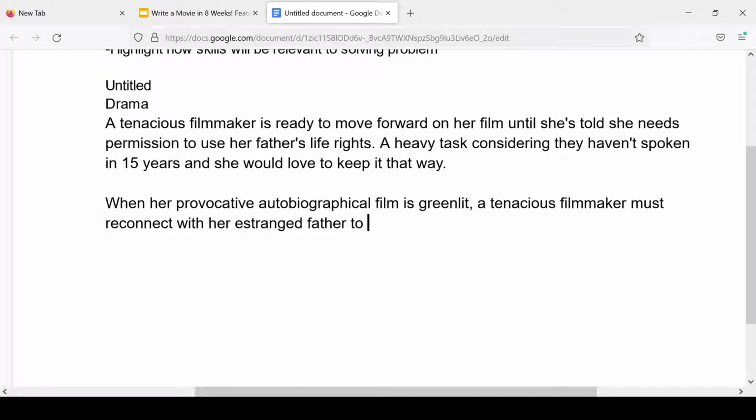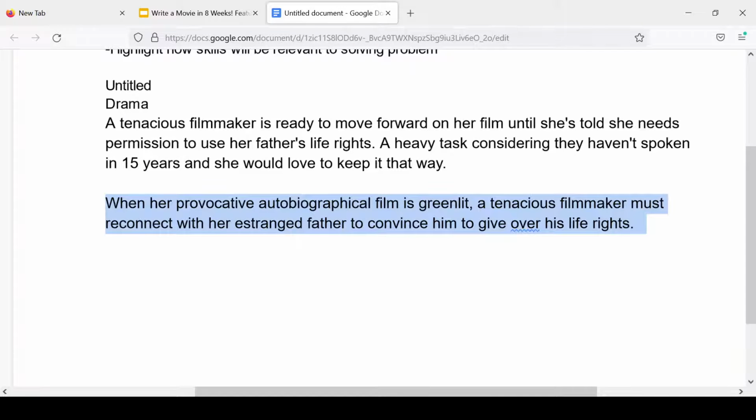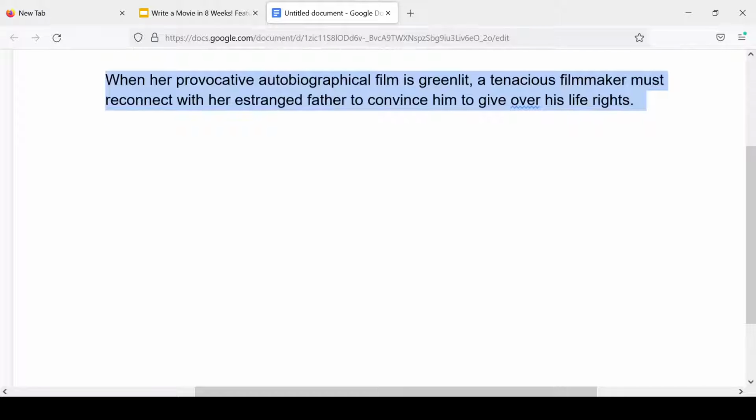Yeah. Okay, so must reconnect with her estranged father, and to convince him to give over his life rights, something like that. I think must reconnect is a nice way to put that. I'm not sure. The reunion will be a nice plot element, but I'm not sure we definitely need to include that in the logline, unless that's going to be a big part of the story, with all the families there together. Yeah. If it is, though, that might be something you'll include.